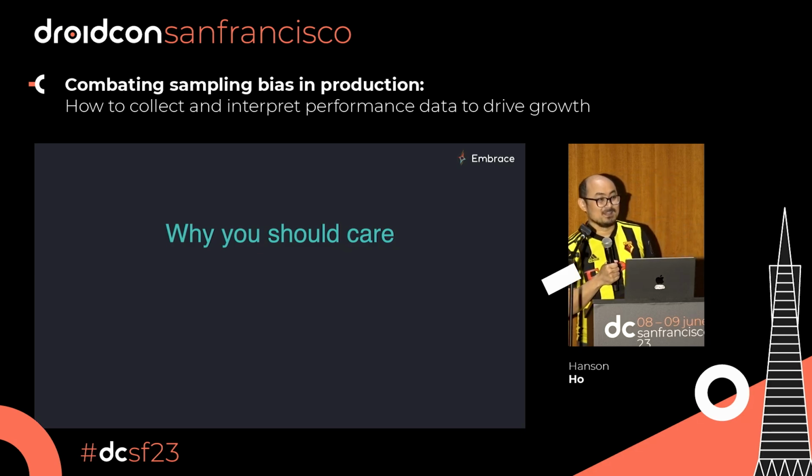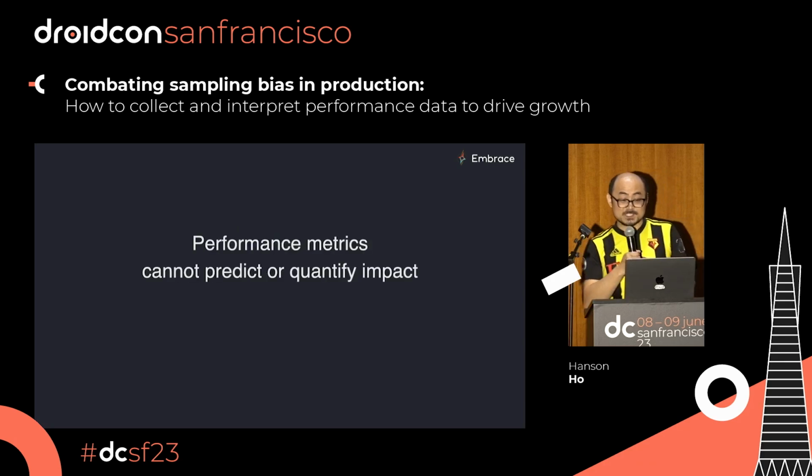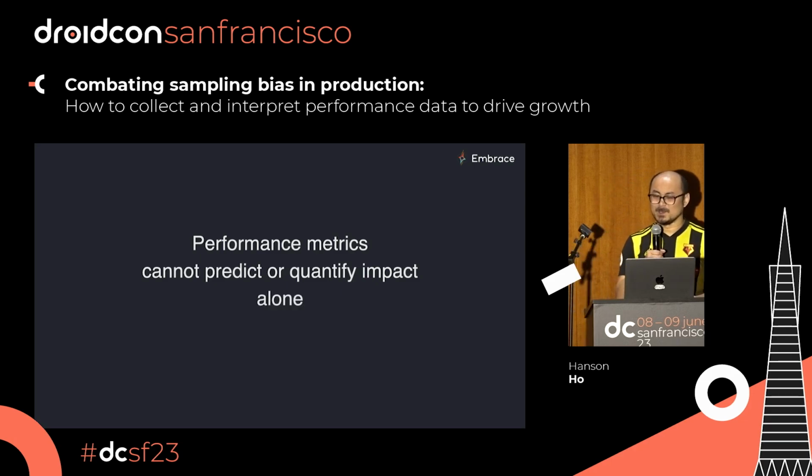But ultimately, you want to collect performance data to tell you about user churn, among other things. You want to keep your users. Metrics are supposed to tell you that. If they're not doing their job, well, that's because performance metrics alone cannot predict or quantify impact. All you have is the number, how long it took. It doesn't say when users will quit, at what level. Well, it doesn't tell that to you alone.